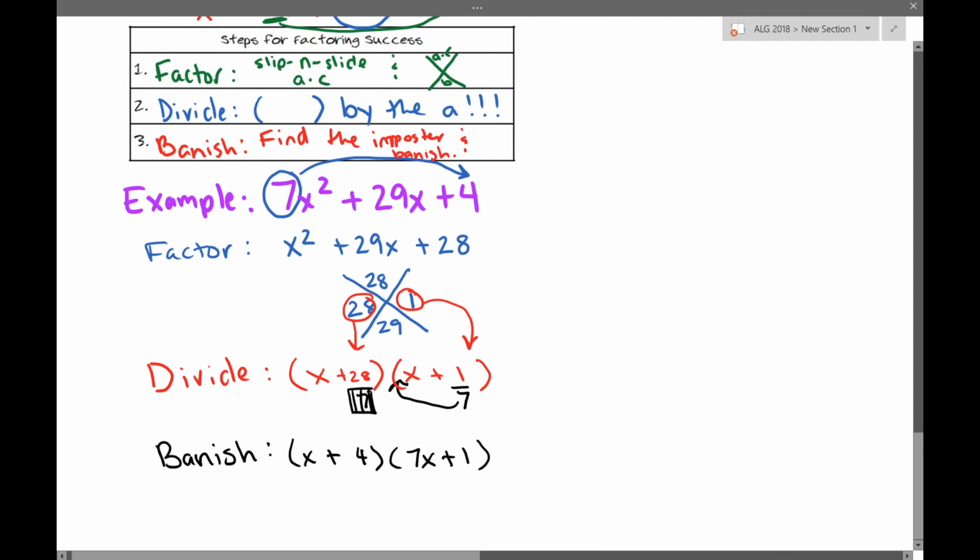I'll explain that one more time. All I did was I took my 7 and I divided it by both of my numbers. One of your numbers can be divisible by the 7. So 28 divided by 7, well, yeah, that worked. So there was my imposter. I reduced it to 4. 1 cannot be divided by 7, so therefore I bring that 7 back to the front. And this right here is my answer.